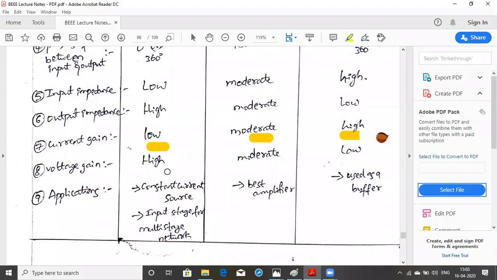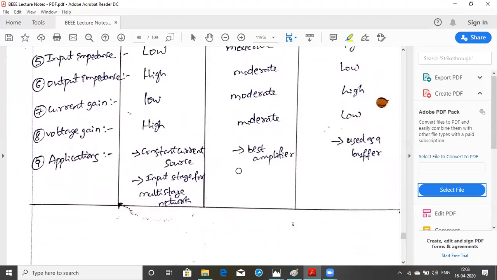Okay. So current gain, just like a voltage gain. Voltage gain is output voltage divided by input voltage. But in this case, it is a reverse case. So wherever you have a high current gain at that side, you're going to get the low voltage. Wherever you have a low current gain at that place, you're going to get the high voltage.